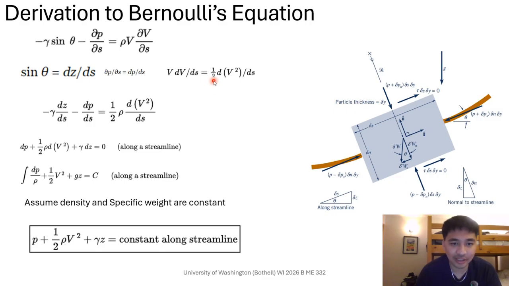And this is all in the textbook, and you can review your calculus to do this, but I just made it nice and quick and easy for you. So the sine of theta, we can substitute dz/ds. The partial derivative of p with respect to s, we can just make that our normal derivatives, or normal rate of changes. And then here, velocity times dv/ds. If you do your integral, you're going to get this: 1/2 dv squared divided by ds.